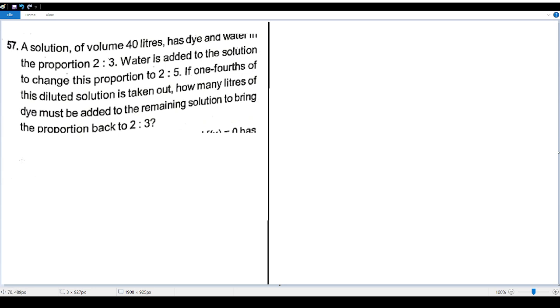Fine. So that means, what is the amount of dye present? 2 by 5 into 40, that is 16 liters. What is the amount of water present? 24 liters.